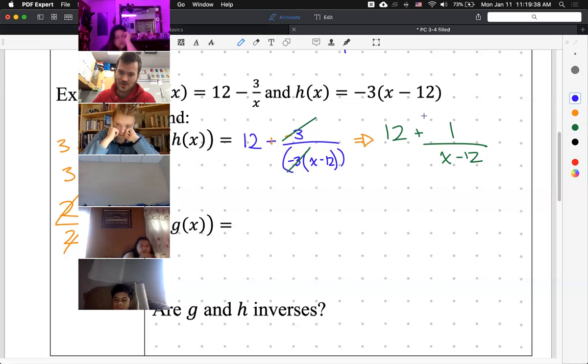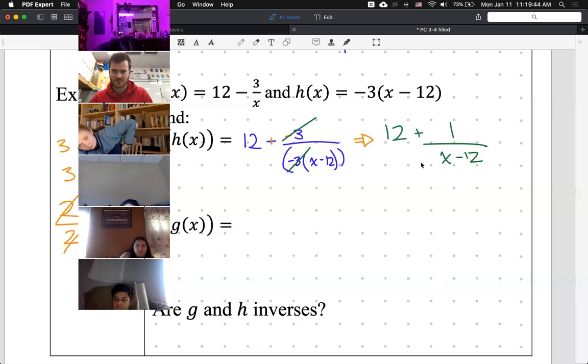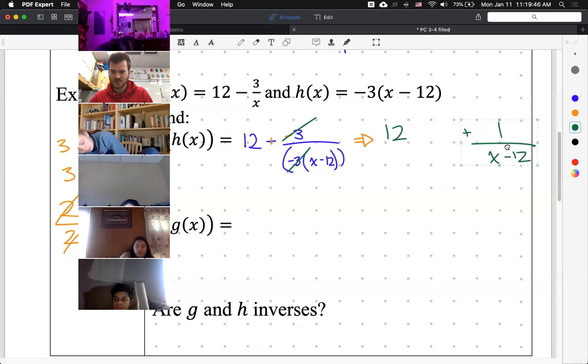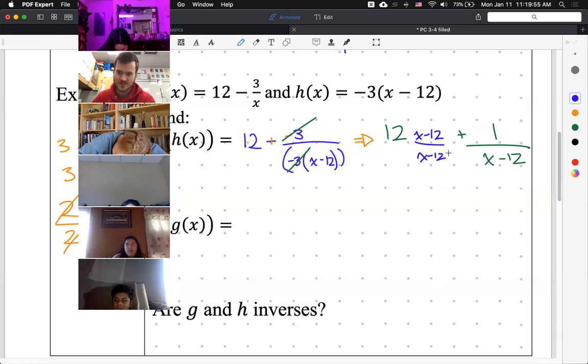But I'm going to go ahead and show you how you would actually add these two together if you wanted to. Well, you need like denominators. So you need to multiply this 12 over here. Let me give myself some room. We need to multiply that 12 by x minus 12 over x minus 12. And then you'd have like denominators. And then you could actually add the 1.